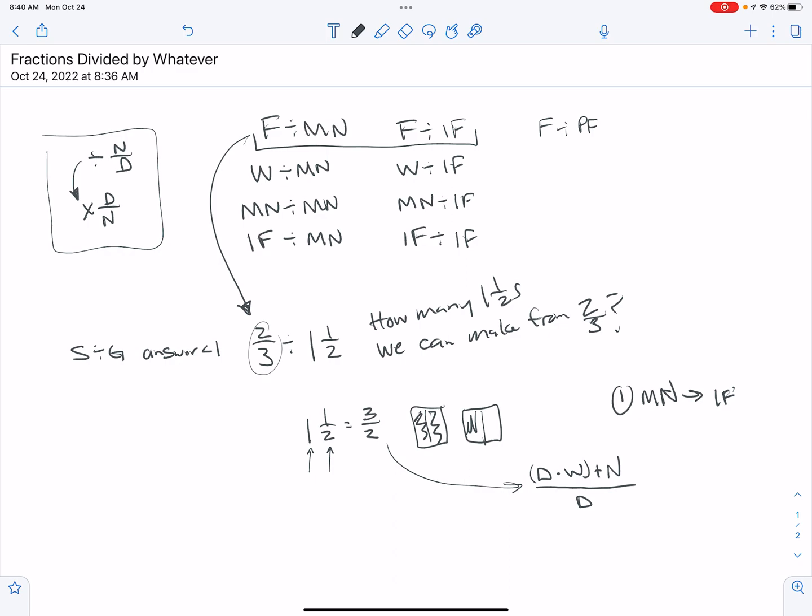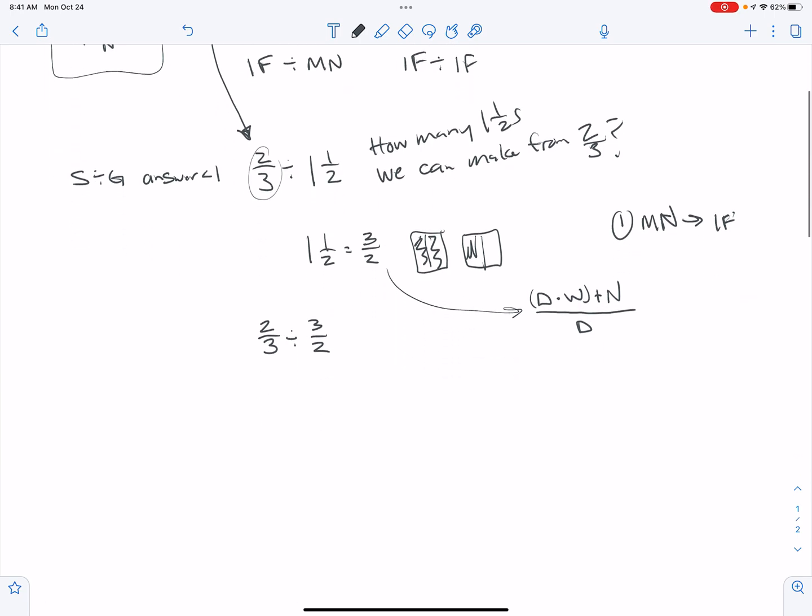So we have converted our mixed number to our improper fraction, and now we are going to multiply, or divide rather. So we have 2/3 divided by 3 halves. Now it isn't super necessary to rewrite that out, but I would definitely recommend doing it. Take the extra 2 seconds to write that down, so that way you just don't accidentally make any mistakes.